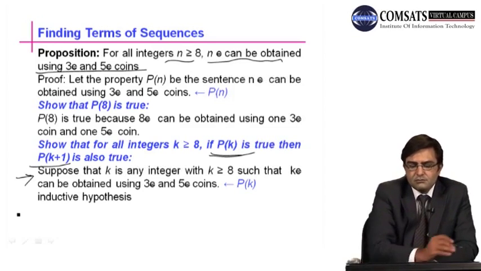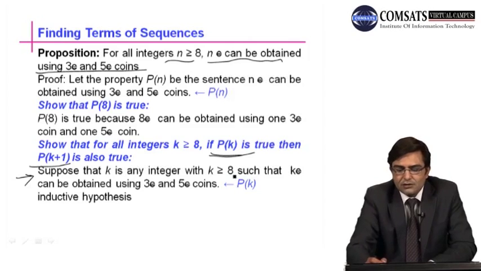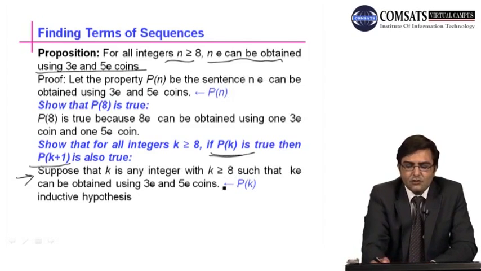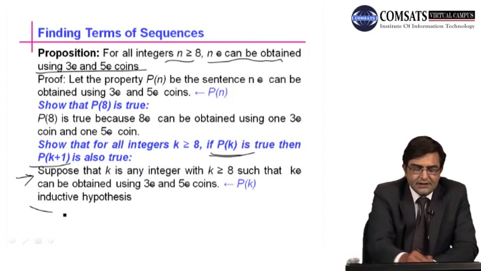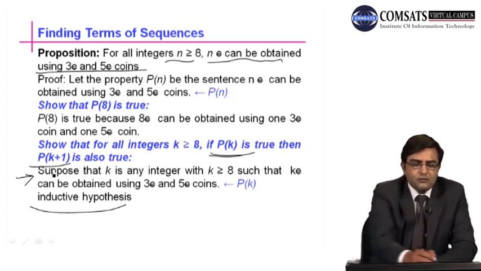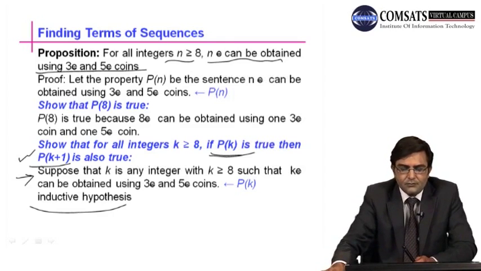Suppose that k is any integer with k greater than or equal to 8 such that k cents can be obtained by using 3-cent and 5-cent coins. This is basically the inductive hypothesis. Then we have to prove the conclusion P of k plus 1 is also true.